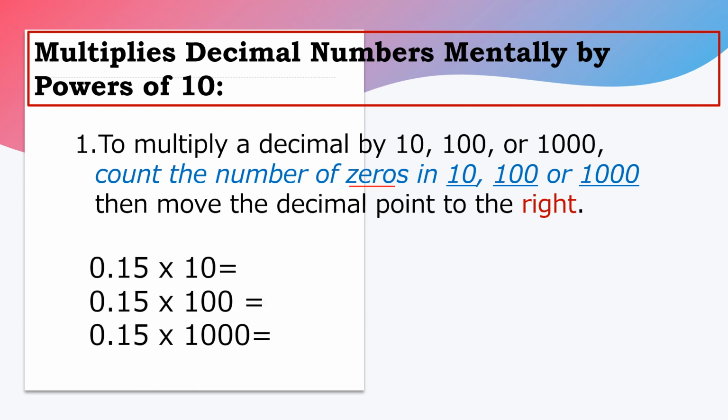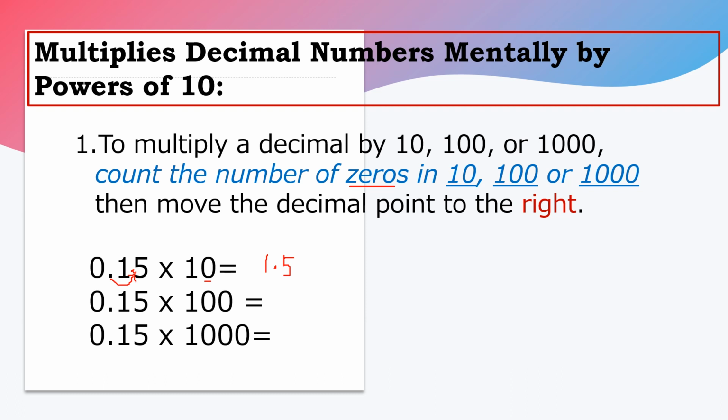Example, 1500 times 10. So, ang multiplier natin ay 10. Ilang 0 mayroon sa 10? Meron kang 1. So, ibig sabihin, imumove mo lang ang decimal point mo ng isang beses. Kasi nga, isa lang ang 0 sa 10. So, yung decimal point, imove ko ng isang beses, mapupunta siya sa gitna ng 1 at 5. So, ibig sabihin, ang sagot ko ay 1.5. Ganun lang siya kadali.